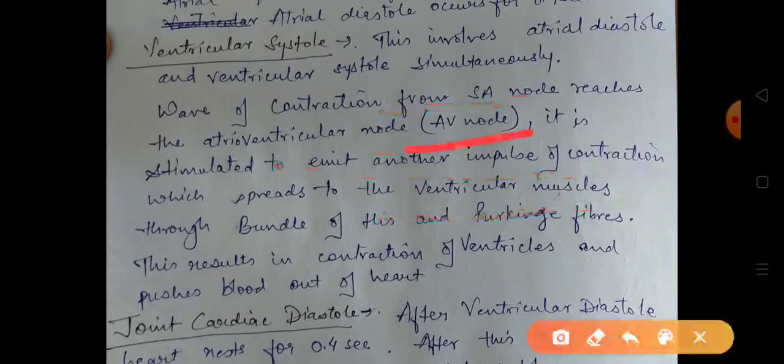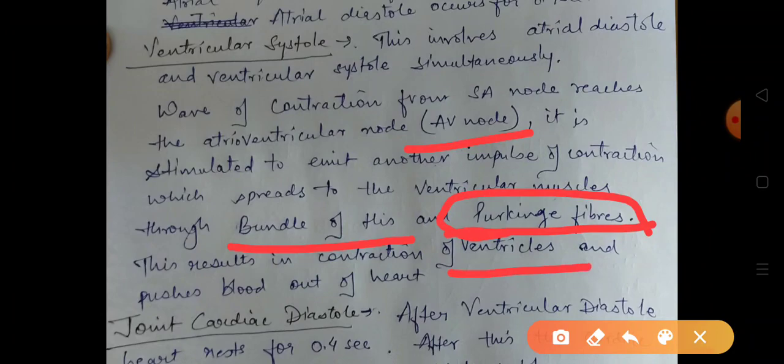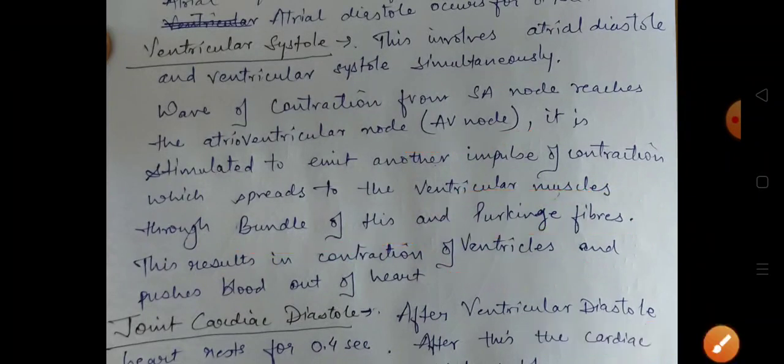The ventricular muscles receive the impulses from the AV node, and this AV node is connected with the bundle of His, because the bundle of His arises from the AV node, and from the bundle of His the impulse passes to the Purkinje fibers, and Purkinje fibers transfer the impulse to the complete ventricles. Then the ventricles contract and the blood from the ventricles is released out of the heart. That means from the left region it goes to the body, and from the right part of the heart the blood goes to the lungs for purification. This complete process of ventricular systole takes 0.3 seconds.